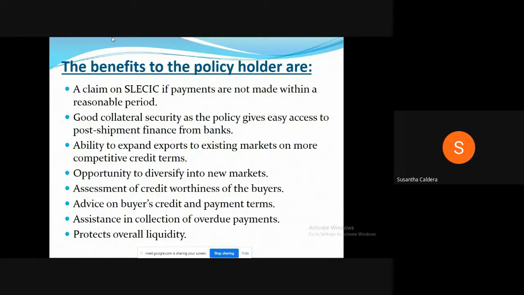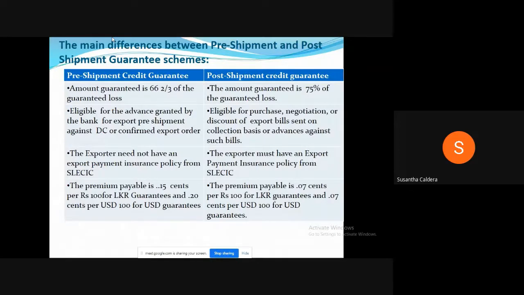Assessment of creditworthiness of the buyers, because SLESIC will assess those things before they advance money to you. So invariably, you are checking your buyer, what type of a person he is. That will be an additional benefit to you. Then advice on buyer's credit and payment terms, assistance in collection of overdue payments, and it protects overall liquidity. So all in all, there are so many benefits to the policyholders. The main differences between pre-shipment and post-shipment guarantee schemes.